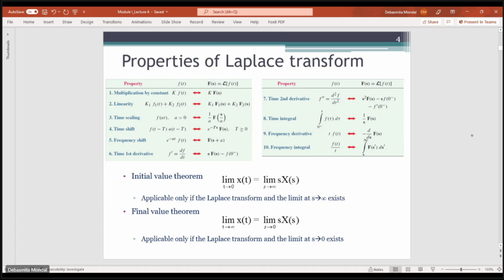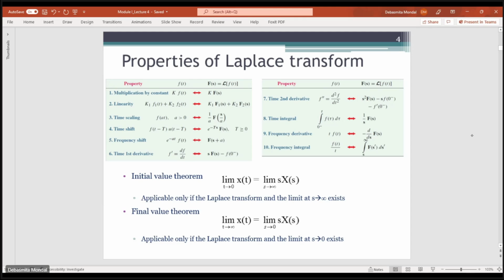Similarly, you have other properties like time scaling, wherein if you have a function f(at), where a is a real value greater than 0, then in the Laplace domain it will be transformed as 1 by a F(s by a). And so on. There are other kinds of shifting, like time shifting and frequency shifting. Then when you are dealing with the first order derivative, if your function is, let's say, dx/dt or df/dt, then the Laplace transform is given by s F(s) minus f(0).